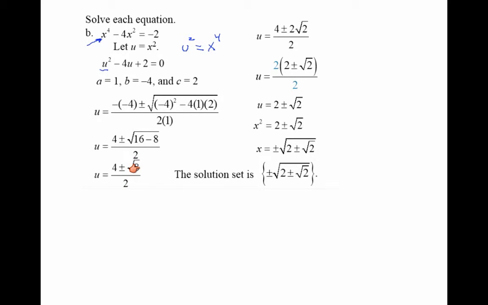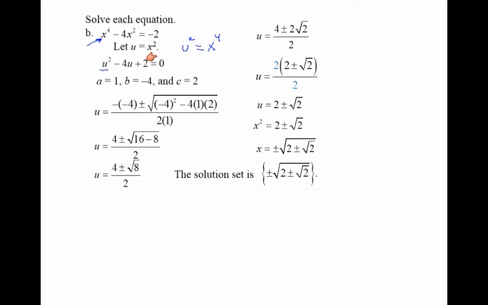That would be 8 under the radical, over 2. Part of 8 is perfectly squared, so it would be 2 radical 2 here. You'll notice that each term here is a factor of 2, so I can divide each term by 2, or factor a 2 at the top of the fraction and reduce that with what we have at the bottom of the fraction. So you get u is equal to 2 plus and minus radical 2.